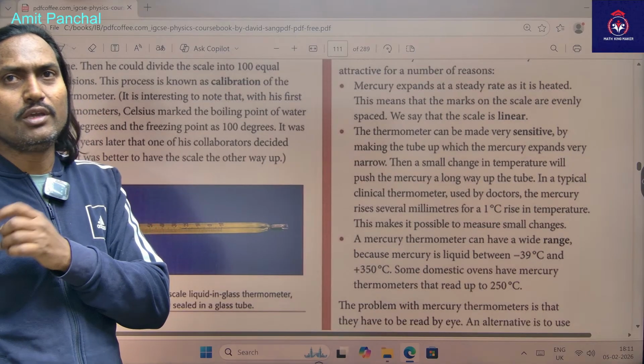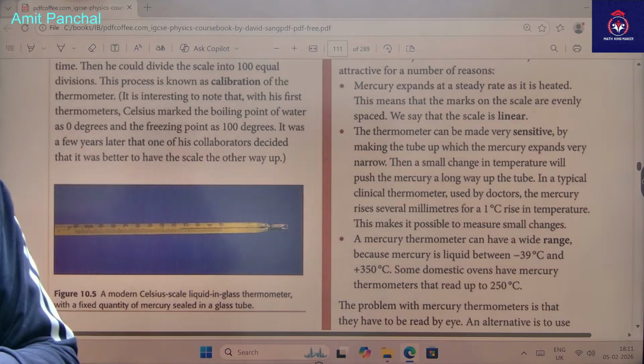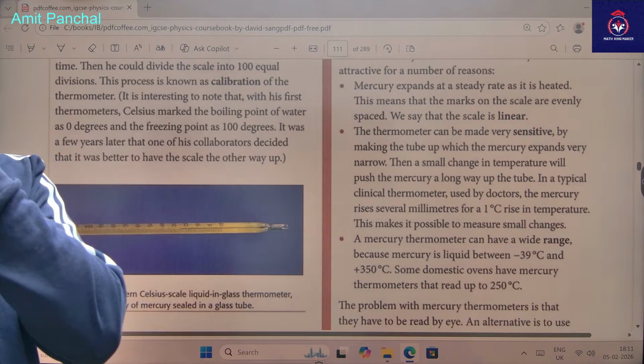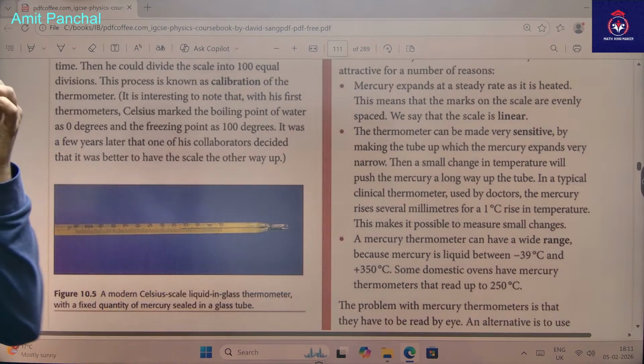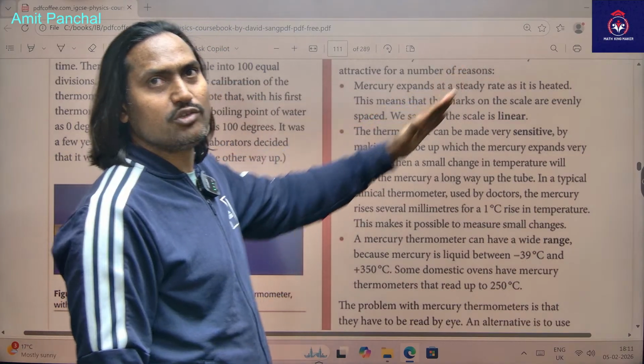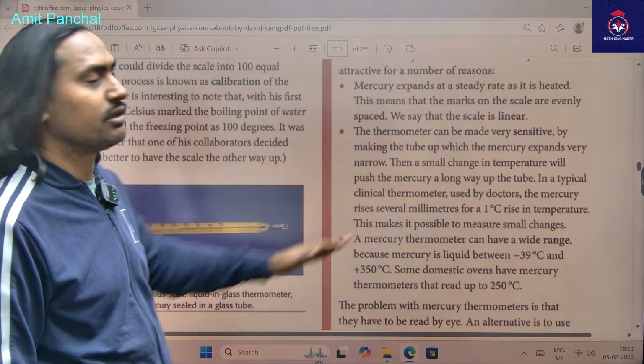So mercury is heated at a constant rate, so its graph is linear. As you heat it up, its temperature rises, so it is a linear graph.